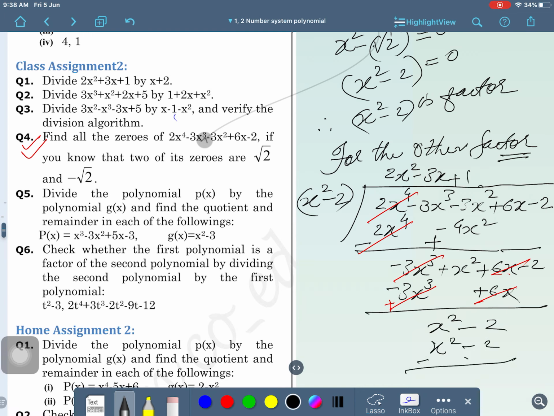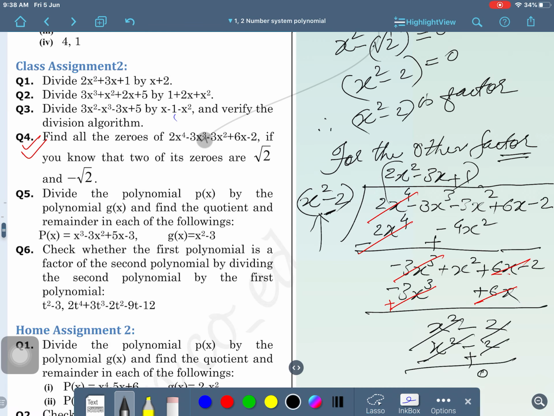What next? Negative and positive cancel. What is coming as remainder? 0. Can you tell me why the 0 is coming here? Because we have divided the given polynomial by its factor. If we divide any polynomial by its factor, then the remainder comes 0. Is that clear? Now we have made factors from the zeros.